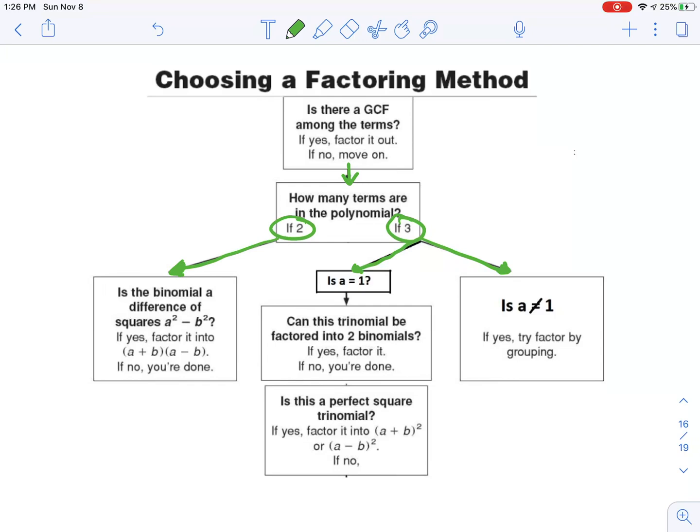Now, if it's a difference of 2 perfect squares, what do I always check? I check: are my terms perfect squares? And is there a subtraction symbol in between? When I have my 3 terms, I always look at my ax squared term. Is the a equal to 1? Then I do regular basic factoring, and if it's a perfect square trinomial, I take it to the next step. If it is not equal to 1, then I focus on factor by grouping.